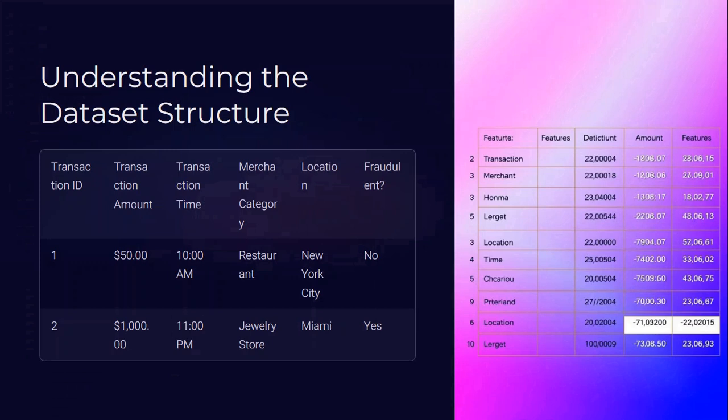Here we will understand the dataset structure. The dataset includes essential attributes like transaction ID, amount, time, merchant category, location, and a binary variable indicating whether the transaction is fraudulent. From a statistical perspective, each variable offers opportunities for descriptive analysis. For instance, transaction amounts allow us to explore measures of central tendency like mean and median, while location data can reveal distributional anomalies. This structured approach to the dataset provides the basis for further statistical modeling.